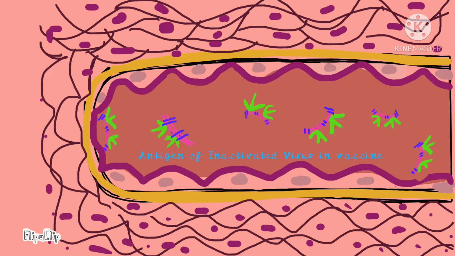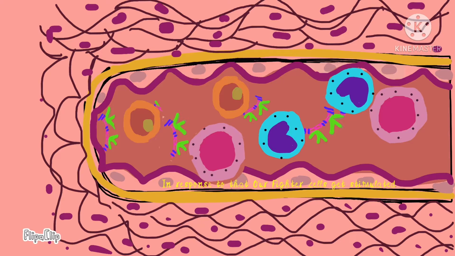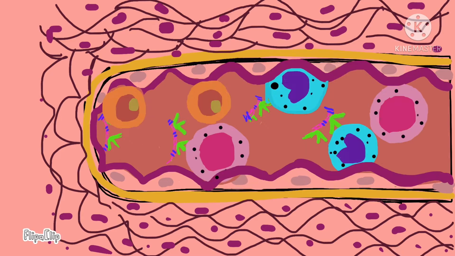Well, the vaccines move in the blood freely, which stimulates the immune system. In response to that, our fighter cells like macrophages, cytotoxic T cells, and B cells get stimulated and start fighting against these viruses.